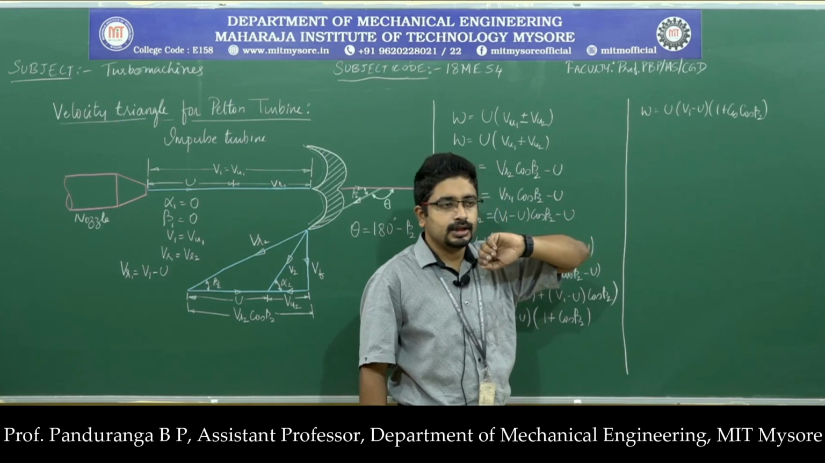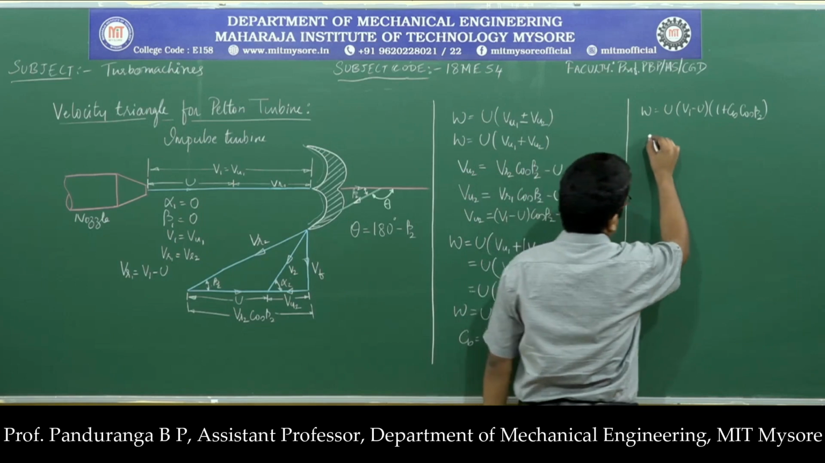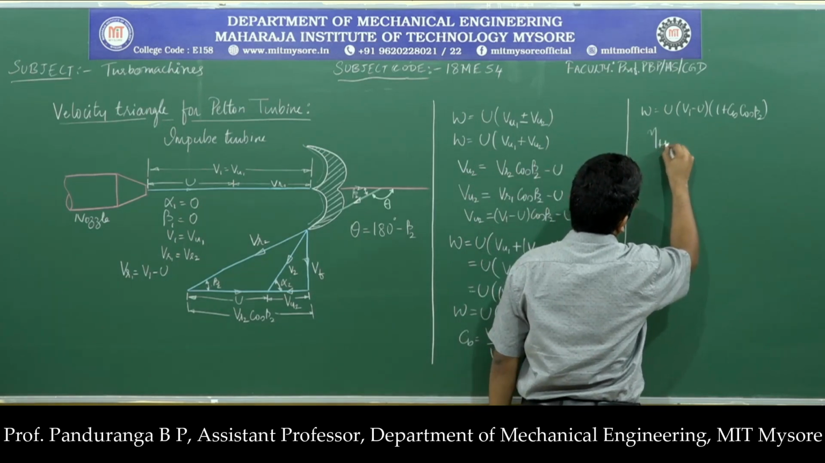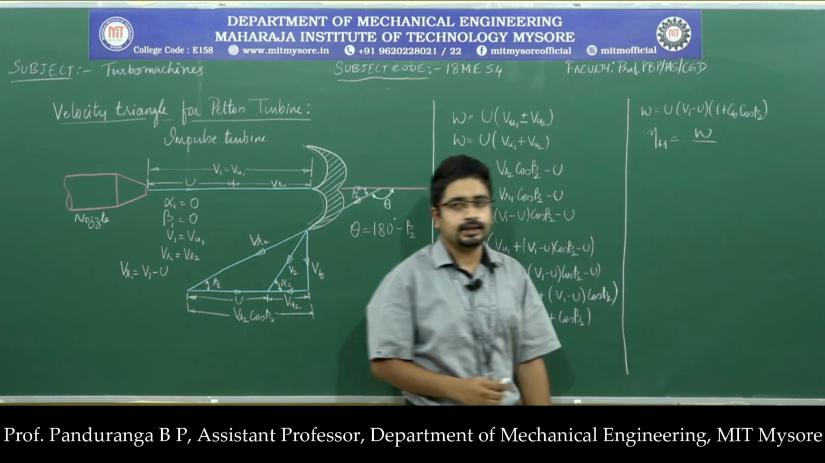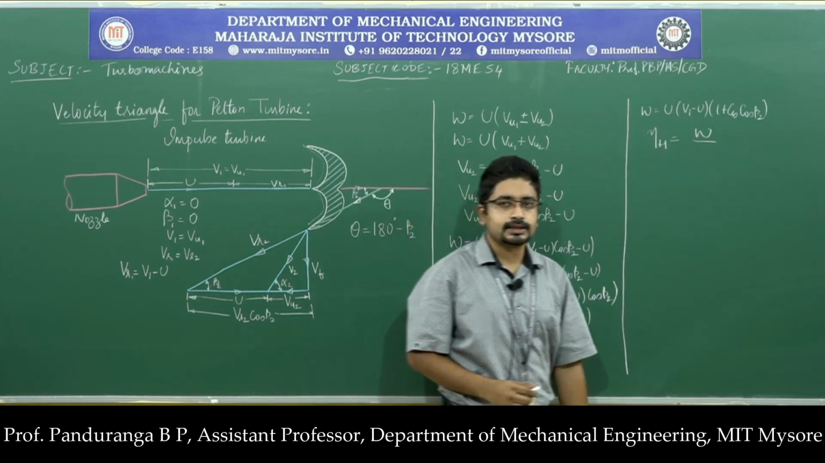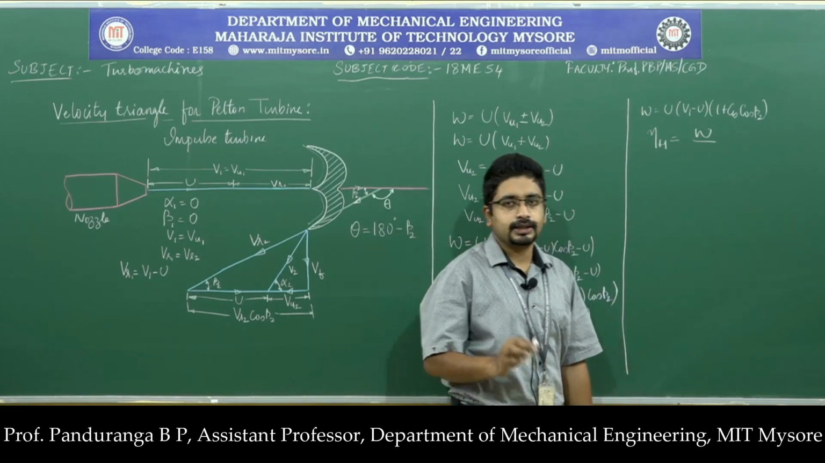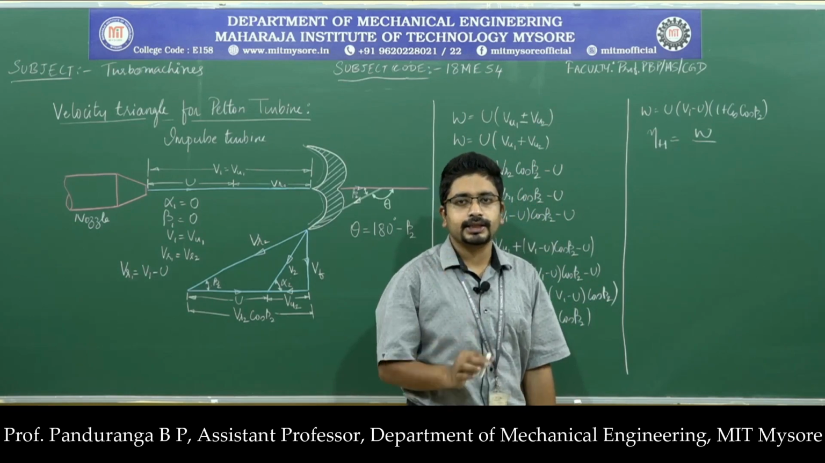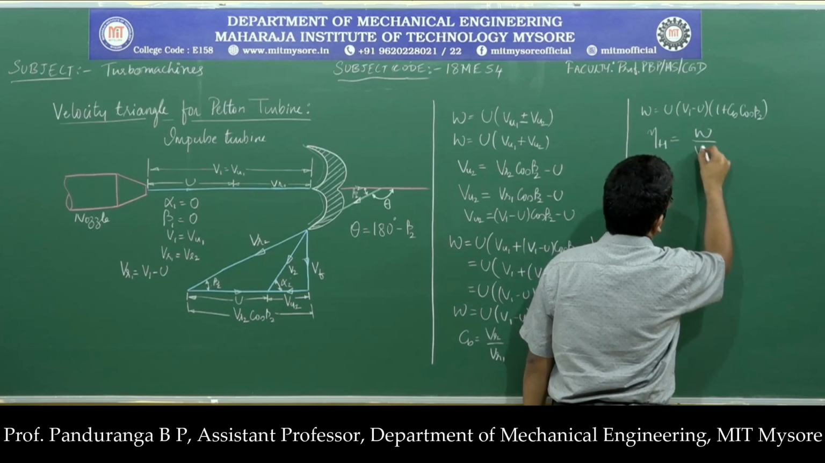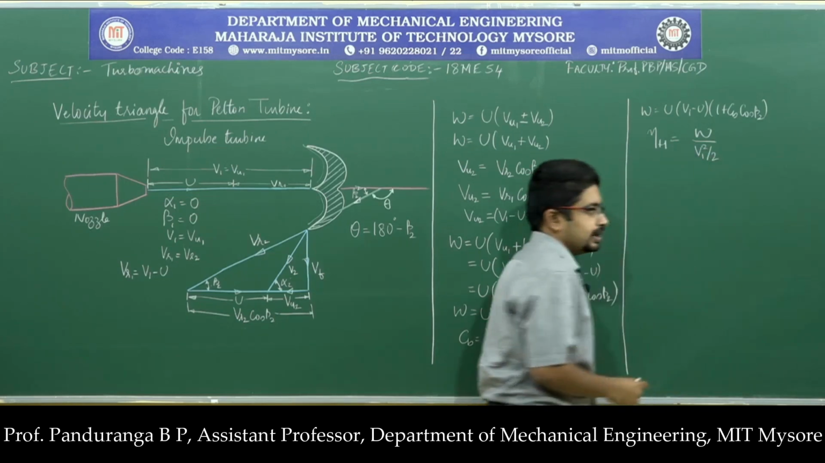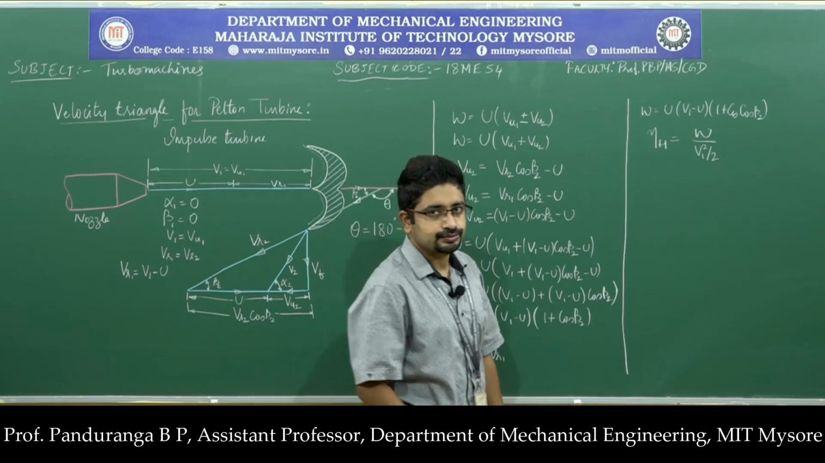Now I need to write the hydraulic efficiency. We can write the hydraulic efficiency eta h as work done divided by the inlet energy. Here we are dealing with an impulse turbine, and for an impulse turbine the inlet energy will be only the kinetic energy. The kinetic energy here is V1 square by 2. We are dealing with energy per unit mass, so it is V1 square by 2.